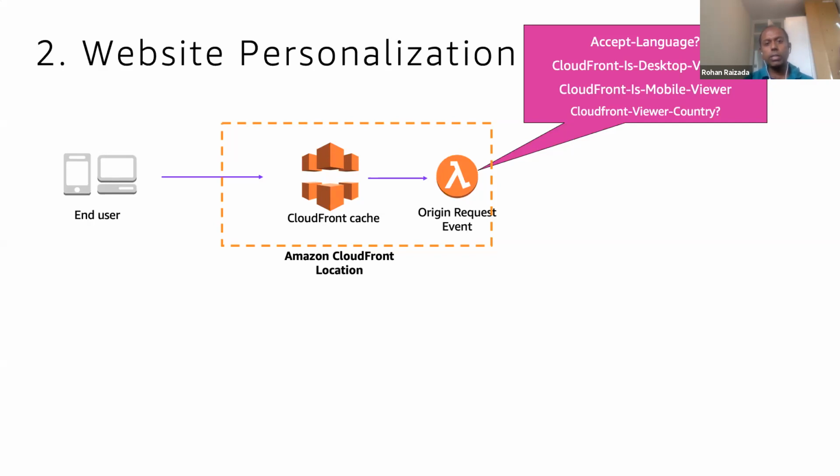So what you can do is, based on all of that information at the Lambda Edge, you can either redirect them to a country-specific website or to any other location as well. So this allows you to serve personalized content based on the incoming request attributes.